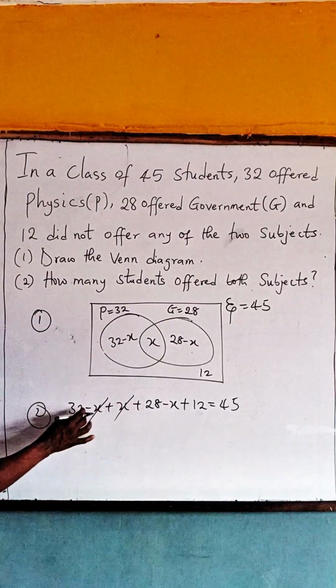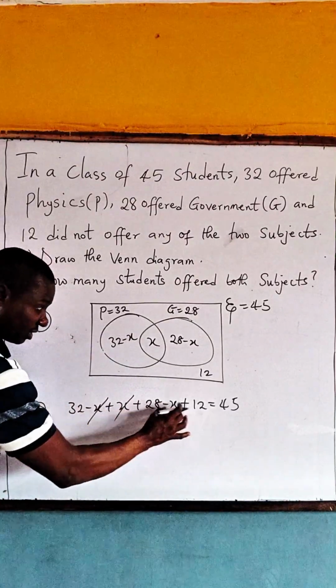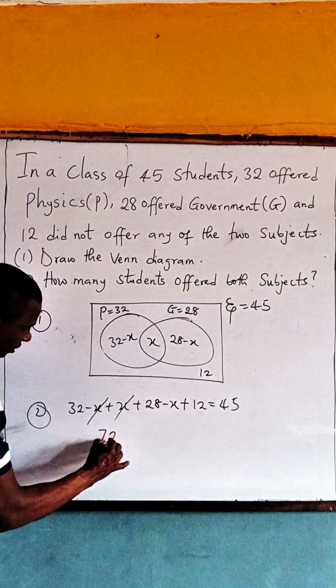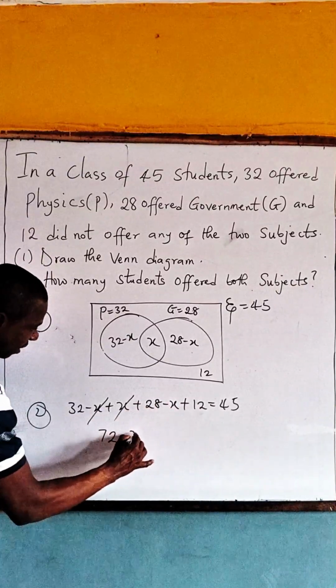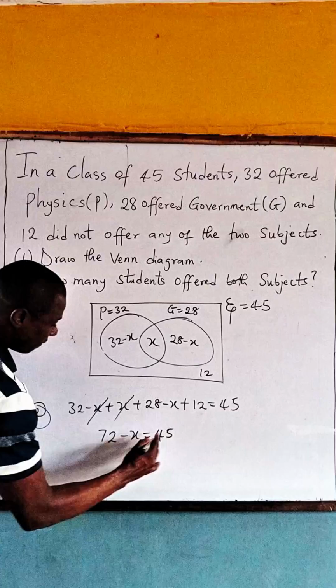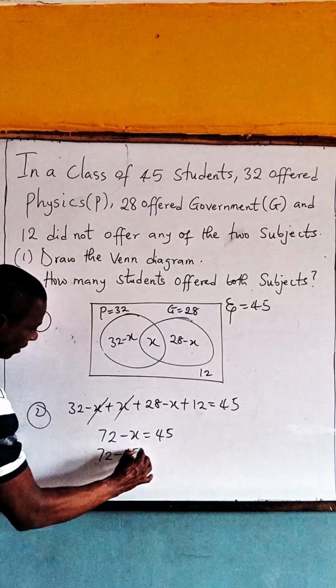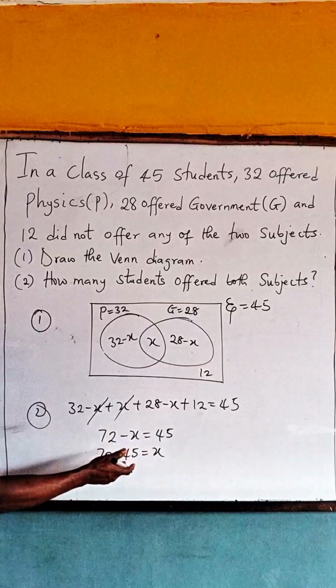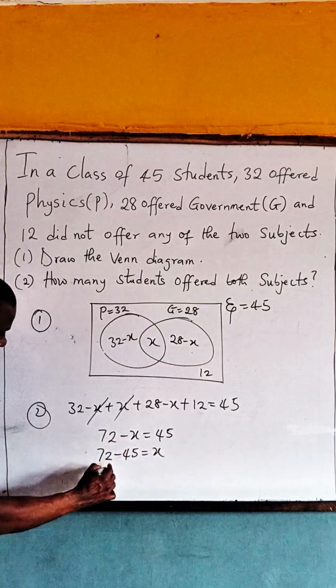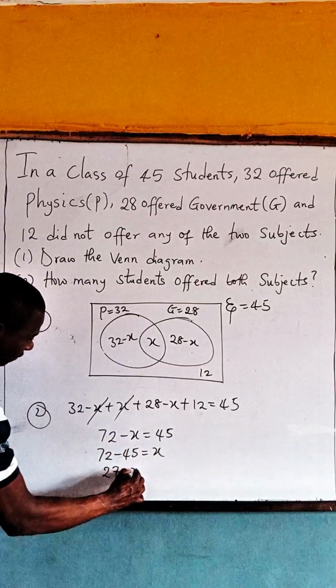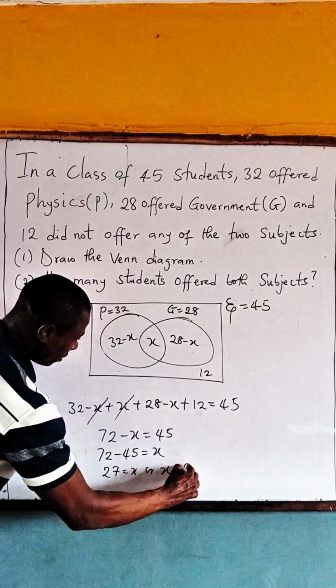So we are going to be having 32 plus 28, which is 60, plus 12, and that gives us 72. Minus this X we have remaining is equal to 45. If we collect like terms, we are going to have 72 minus 45 equals X. If you subtract 45 from 72, that will give us 27. Or we'll say our X is 27.